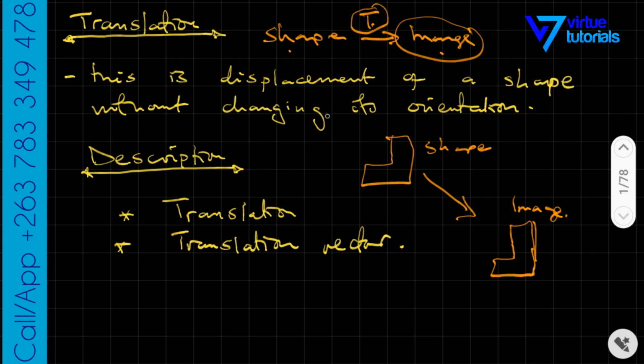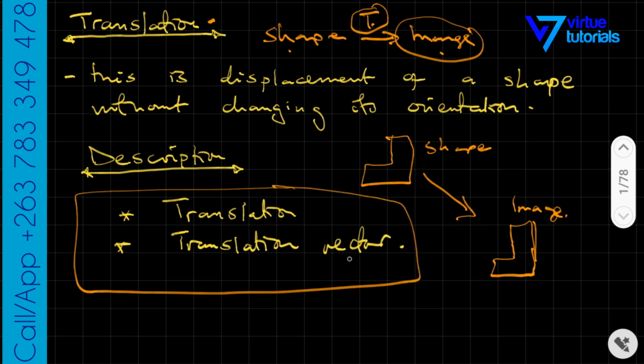So now, how do you describe a translation? If you see that here we have a translation, what do they require of you? Whenever you're describing a translation, you need to mention two things. Number one, you need to mention that it is a translation. The next thing you need to do is to mention the translation vector.